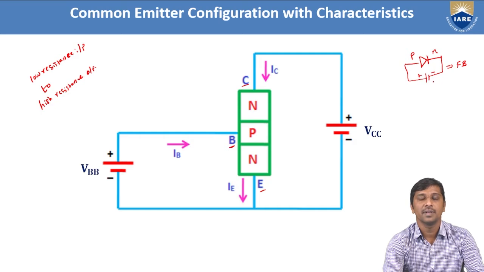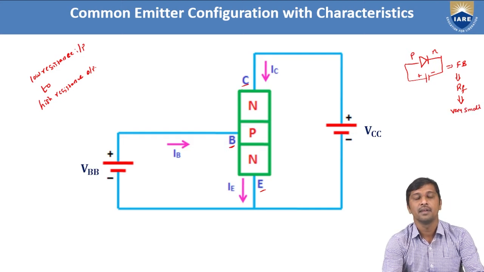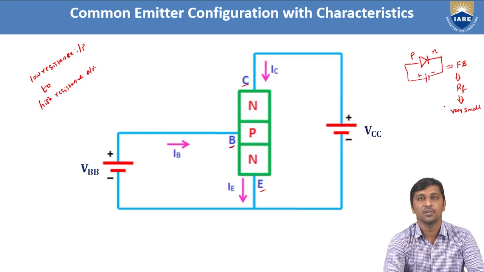And we know that when a diode is operated under the forward bias mode, it offers a diode forward resistance. And we know that the diode forward resistance is very small. So that is the reason: when the diode is operated in the forward bias mode, it offers very small forward resistance.